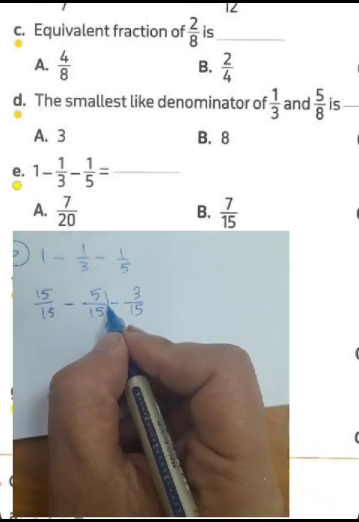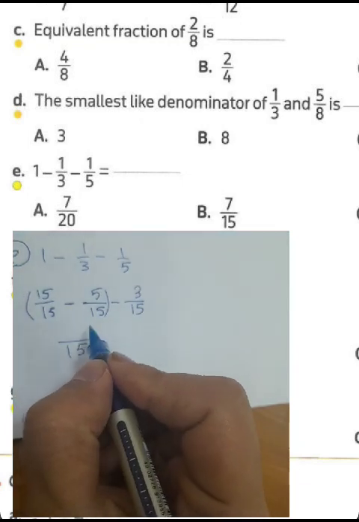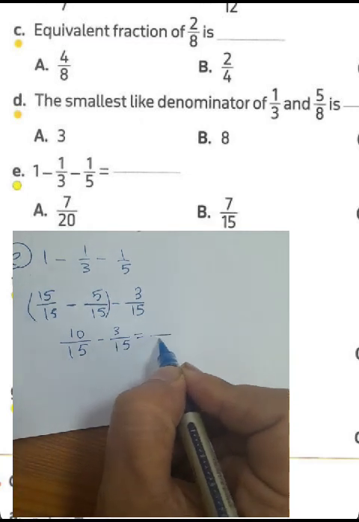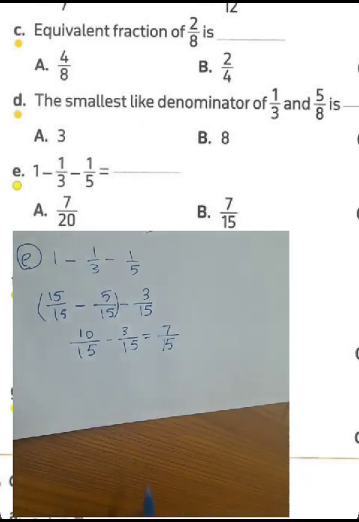And then find the difference between the two fractions, write 15 in the denominator and 15 minus 5 will be 10. Subtract by 3 over 15. We can write 15 in the denominator and 10 minus 3 equals 7. Then the result will be 7 over 15.